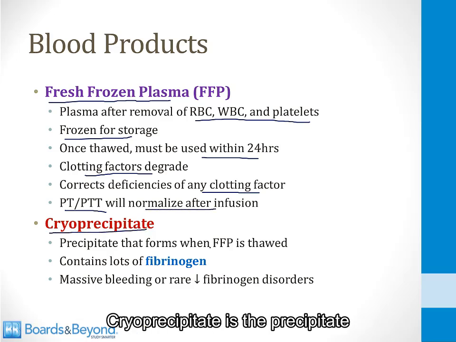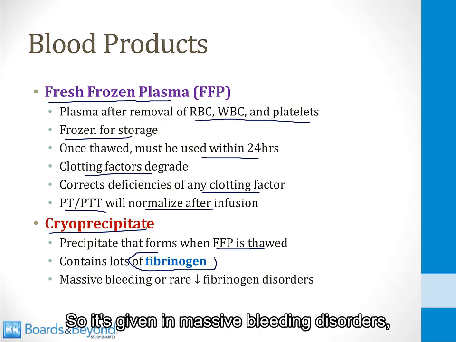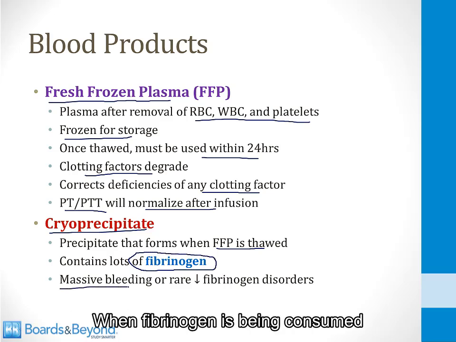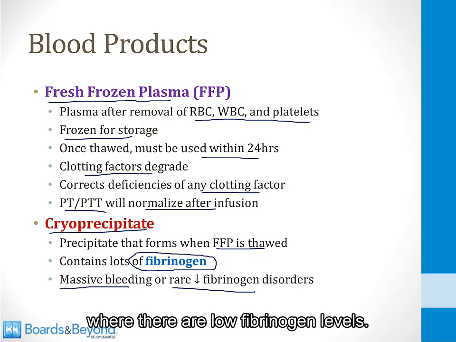Cryoprecipitate is the precipitate that forms when FFP is thawed. It contains lots of fibrinogen, so it's given in massive bleeding disorders, especially after trauma, when fibrinogen is being consumed on a large-scale basis. It's also given in rare disorders where there are low fibrinogen levels.